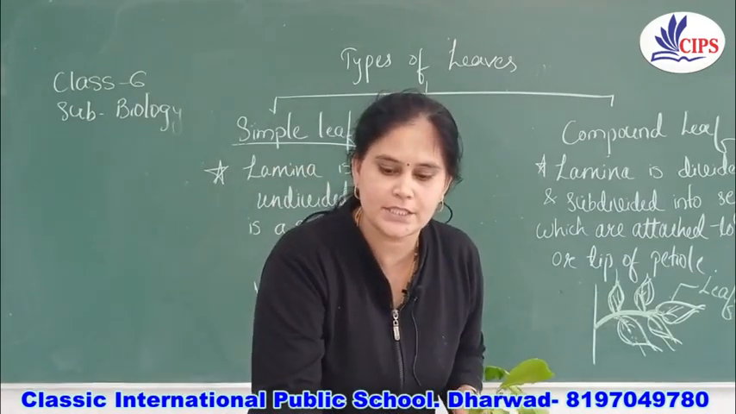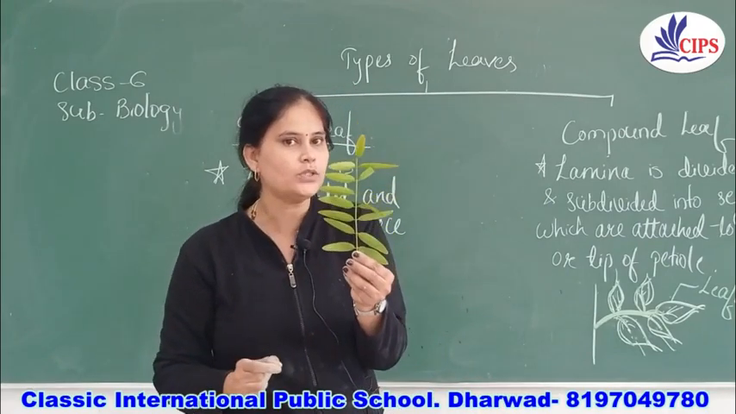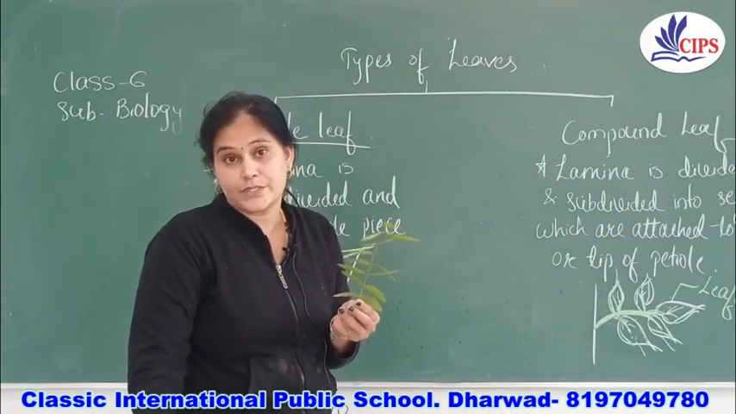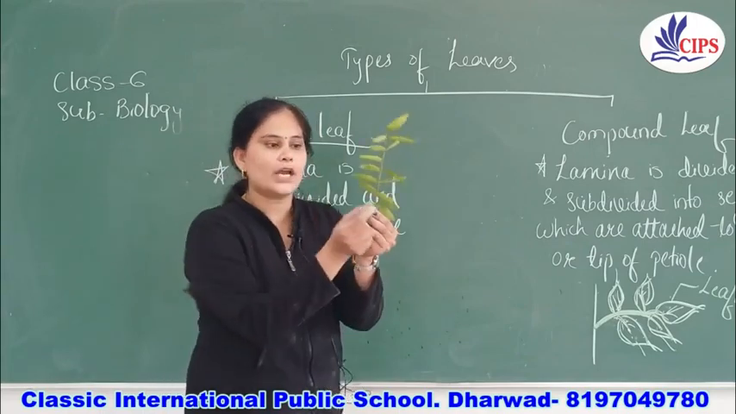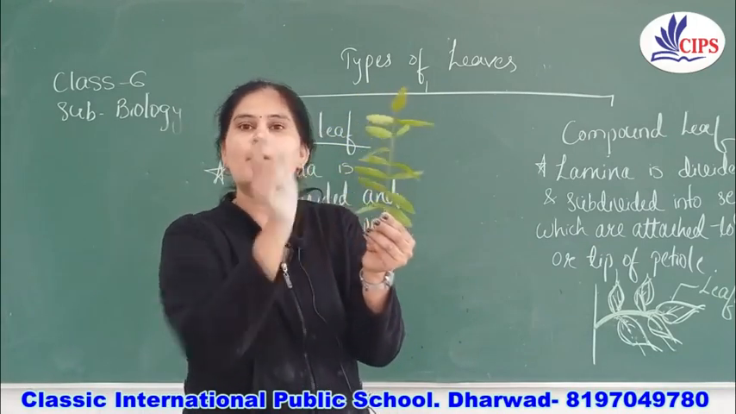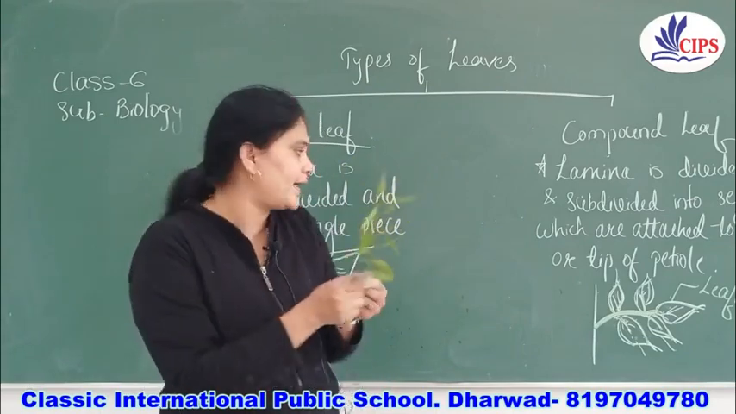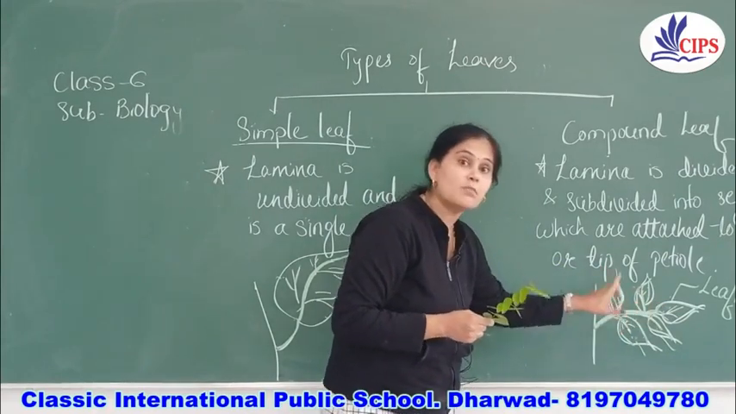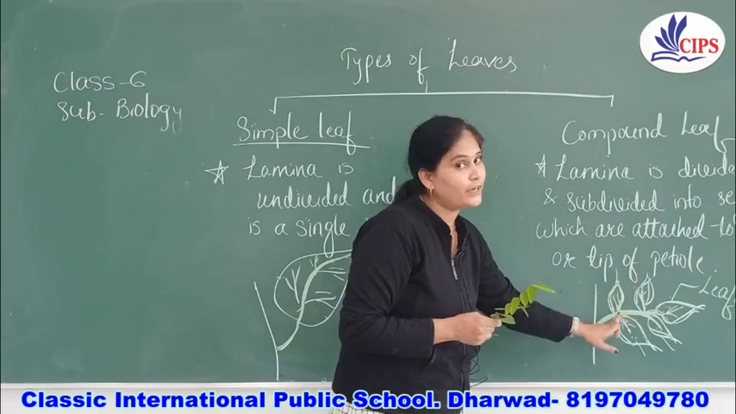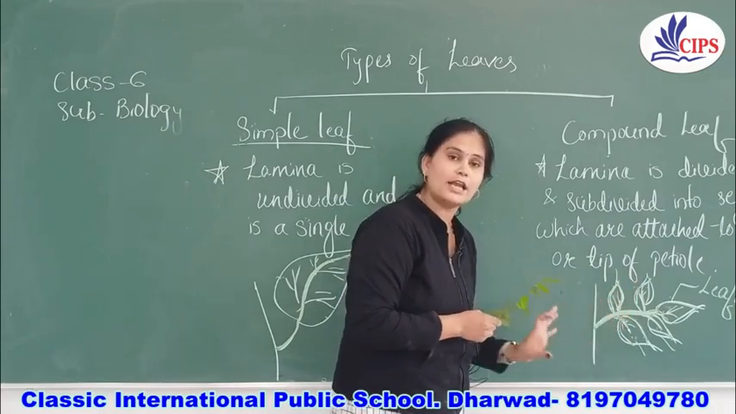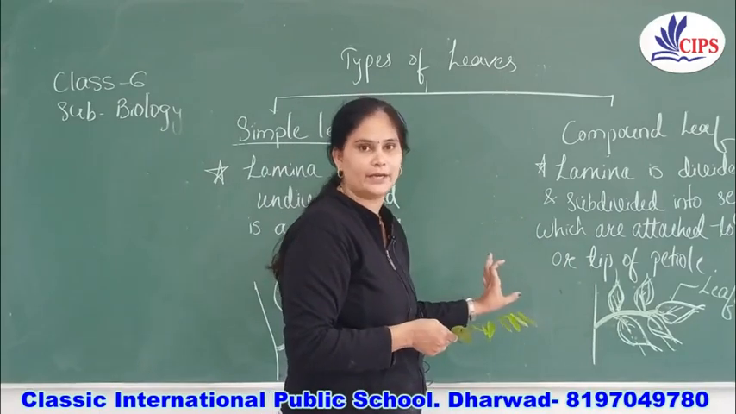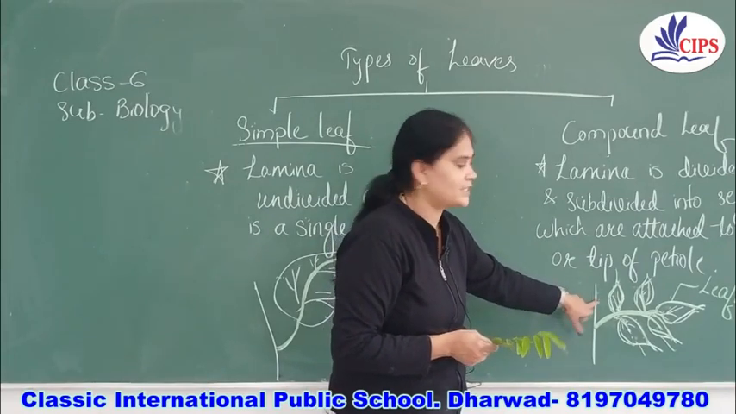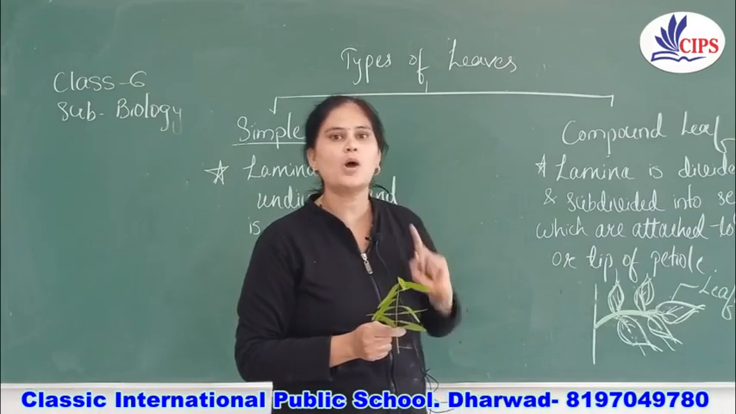For example, in the neem plant, you can see compound leaves. Even in the tamarind, the leaves are like this. They are compound leaves. It appears as if there are many leaflets. These are not called leaves. These are small segments which are called leaflets. Why are these called leaflets? Because here the lamina is divided and subdivided into small segments, and these small segments are called leaflets. These types of leaves are called compound leaves.